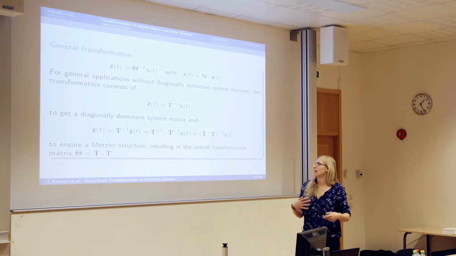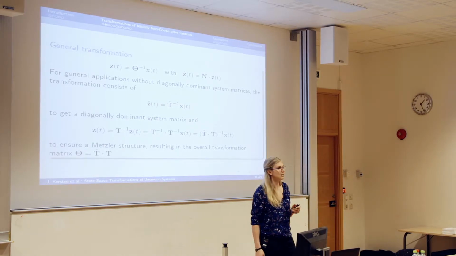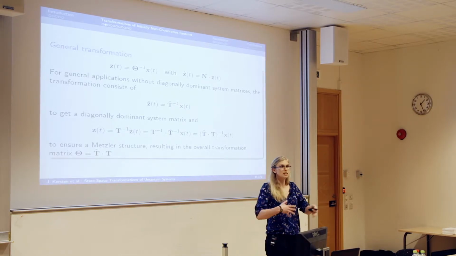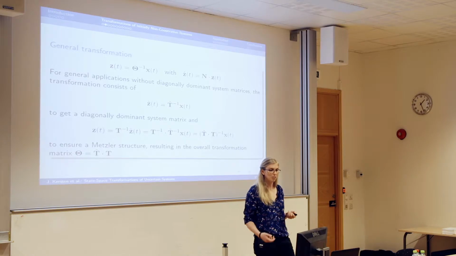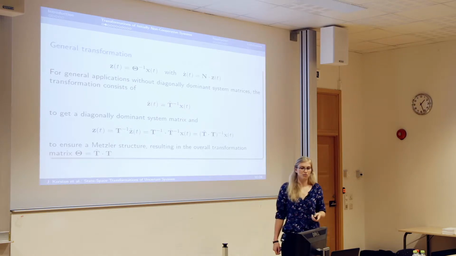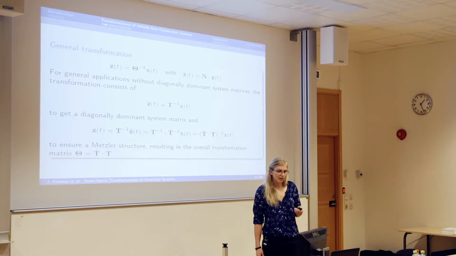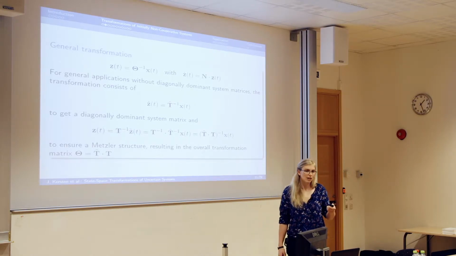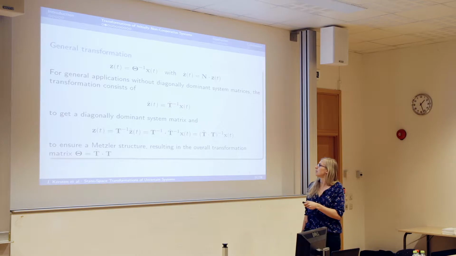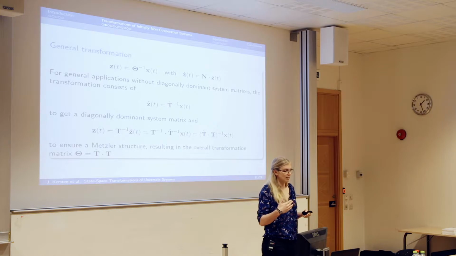So let's have a look at general transformations. Well, generally we consider diagonally dominant systems. And thus we need to transform most of the systems into a diagonally dominant form at first. And this is done as such. Well, I think most of you may know how this is done. Furthermore, in the next step we will have to transform this diagonally dominant system matrix into a Metzler structure. So after all, it's a two-step transformation.